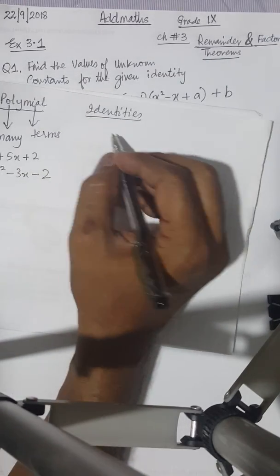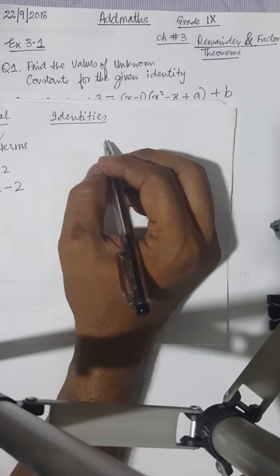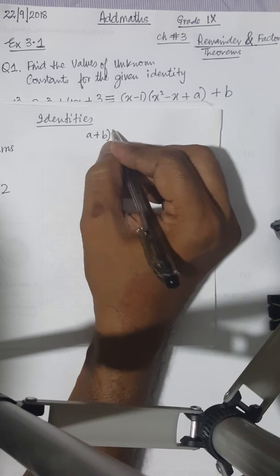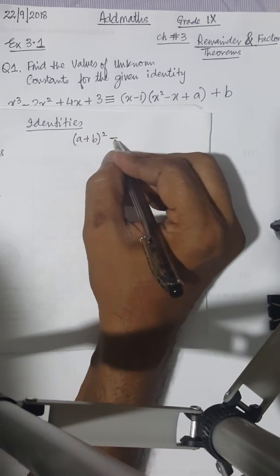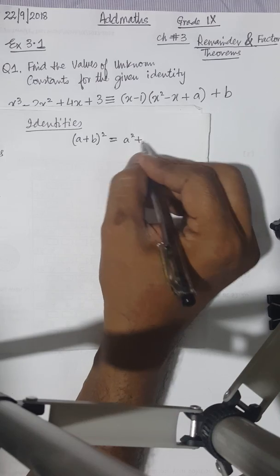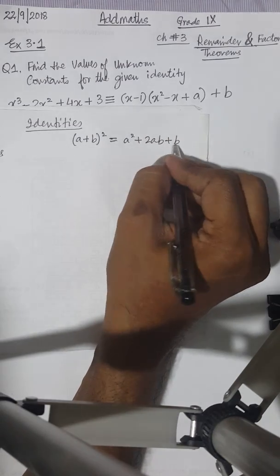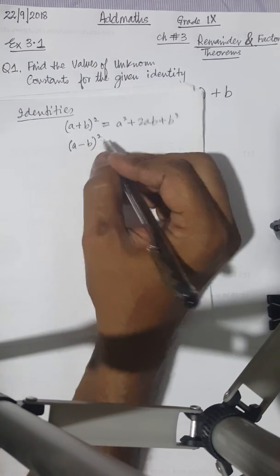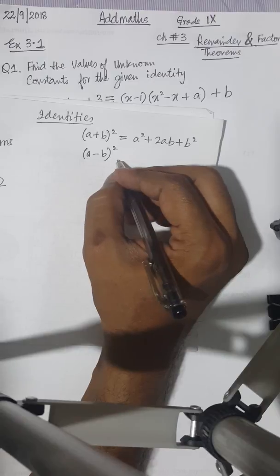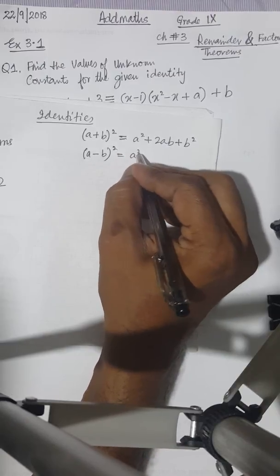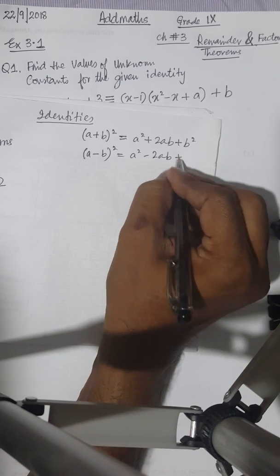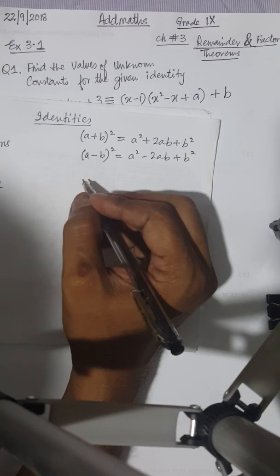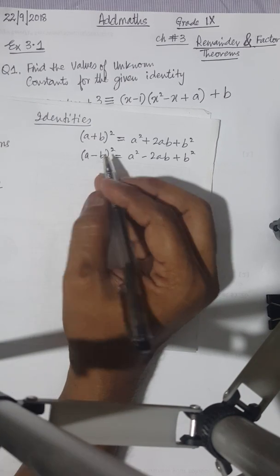Now, what are identities? We are all familiar with algebraic identities like (a plus b) the whole square equals a square plus 2ab plus b square. Or we have this identity number 2, (a minus b) the whole square equals a square minus 2ab plus b square. Now the question is, okay, why do we call them identities?